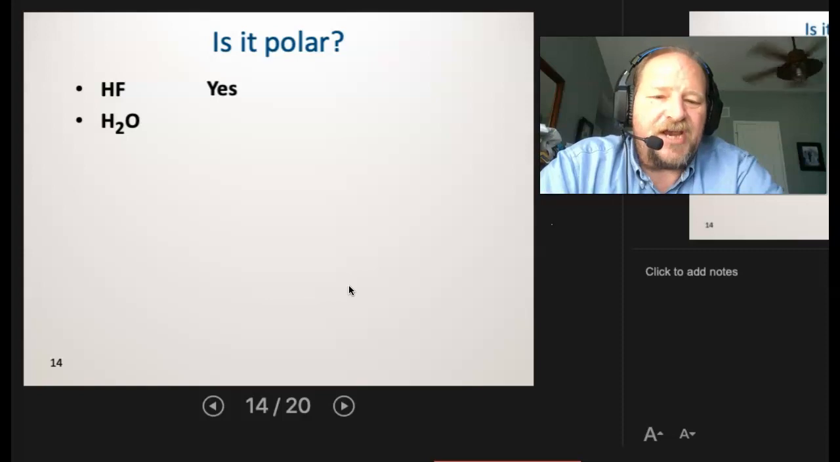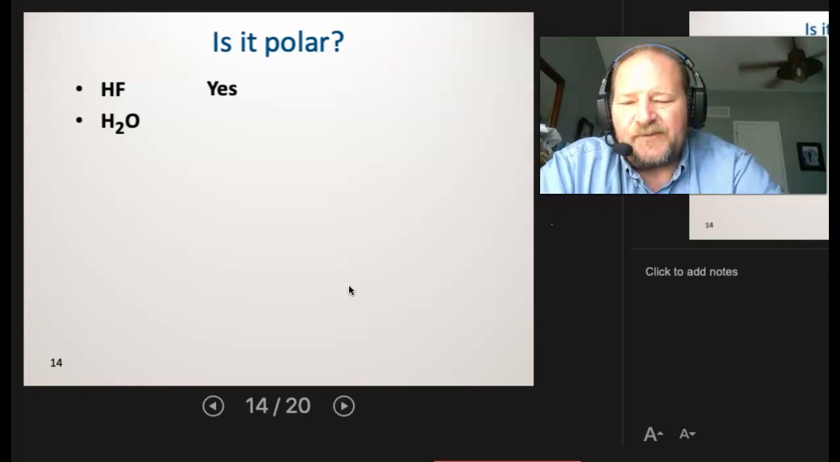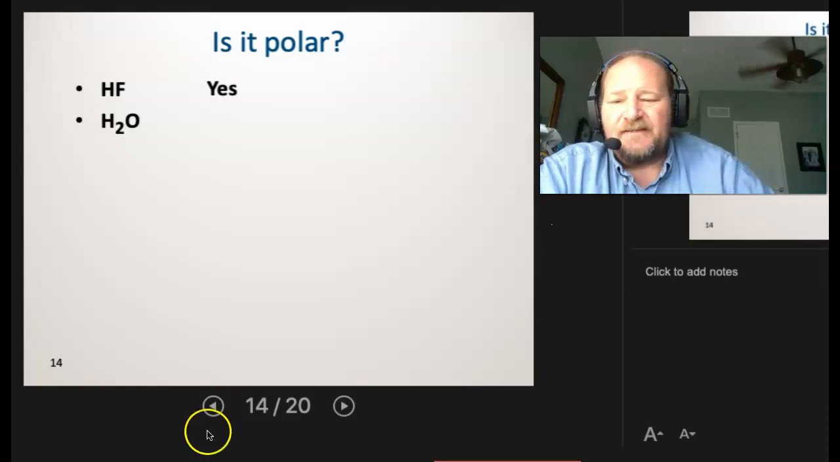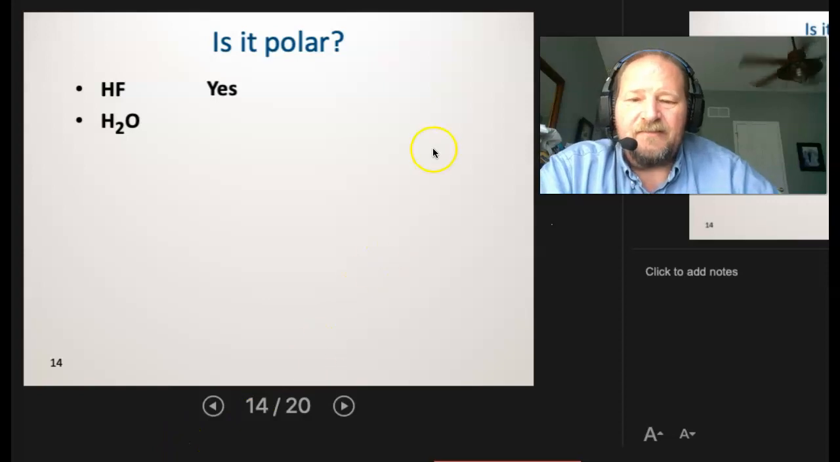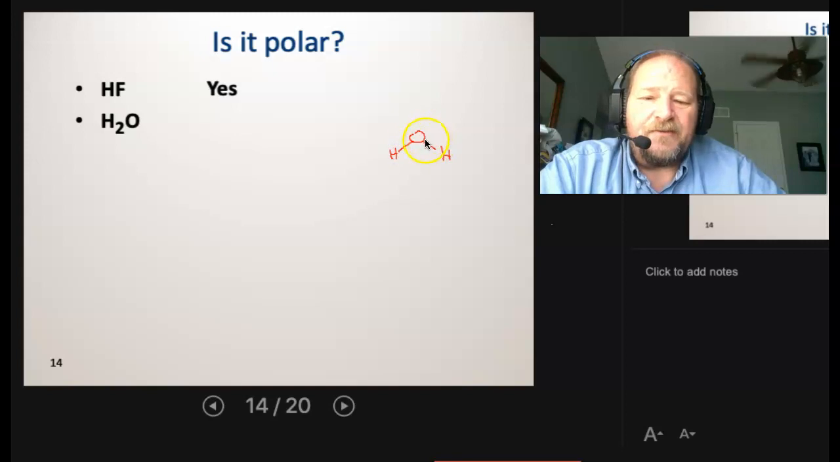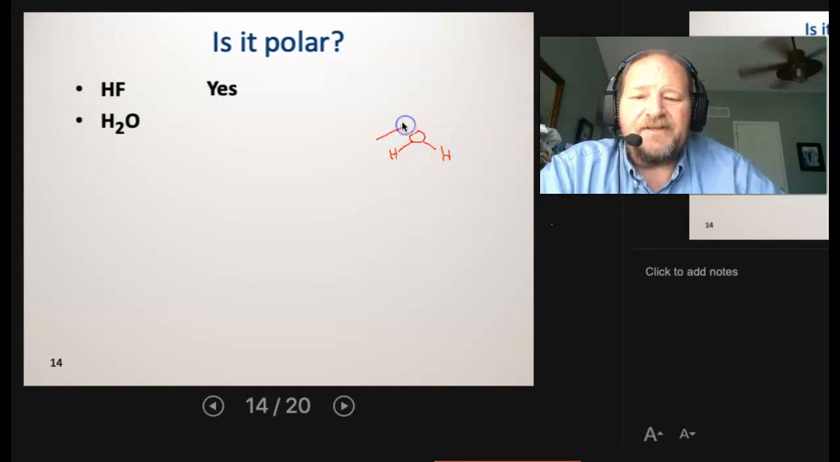But what about the shape? Well, if we flip back a few slides, we'll see that the shape for water is bent. So if it's bent, I can draw that shape out, put oxygen in the center, and since it's bent, it's going to look like that. Now we know the oxygen value is higher than the hydrogen value, so it means the two arrows would point at the oxygen.